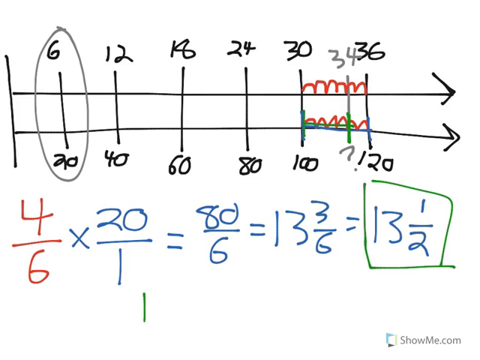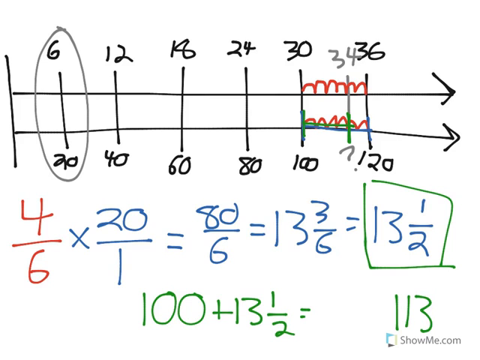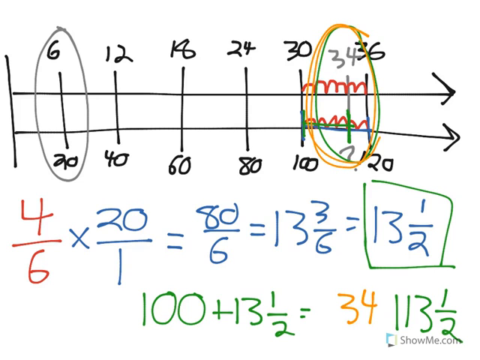I can add that to 100, so I can do 100 plus 13 1/2, and that gives me, I'll write it off to the side, 113 1/2. So that would be all of that, right? And remember that I'm writing the ratio, so I really need to write it as 34 to 113 1/2. And that would be the answer.